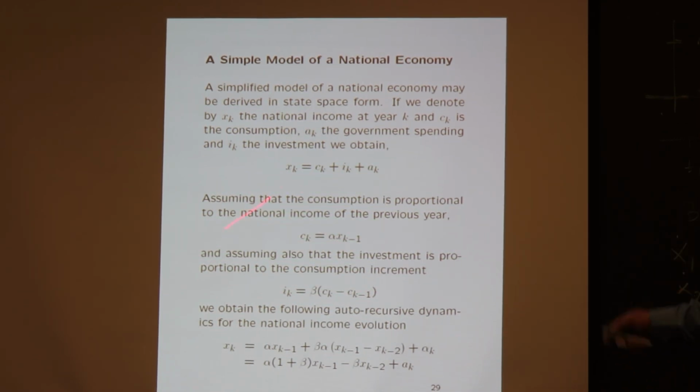So x_k gives you this relation with the previous value of x, and then you involve the investment in this equation, and you get this relation, and you have the government expenditure. So you have a dynamical system which is very well known for computing the national income in terms of the previous values of the national income and the government expenditure.